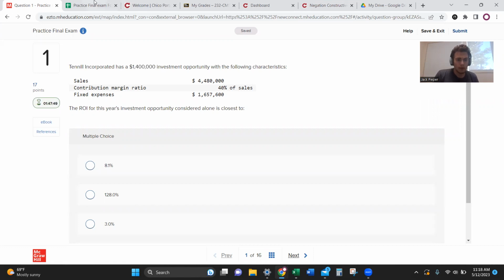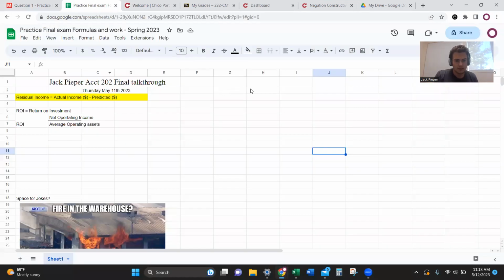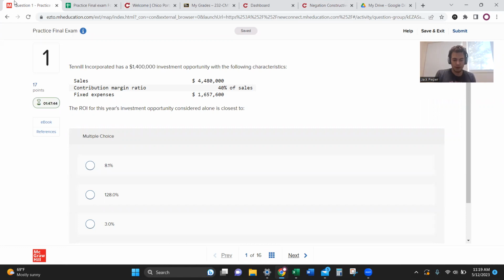So we can do our sales of 4,480,000 times 0.4. That'll give us our contribution margin. And then we'll subtract out our fixed expenses to get our net operating income. So 1,657,600. Then we can divide that by our operating assets. So we got 134,400 net operating income divided by the operating assets of 1,400,000.